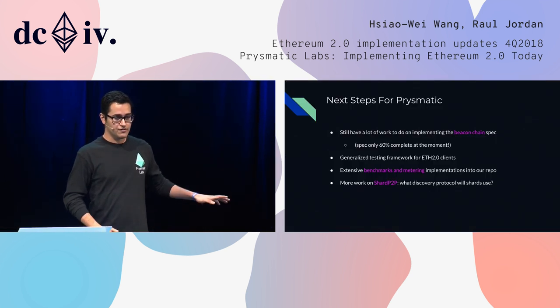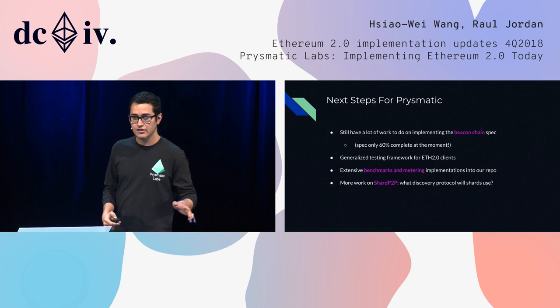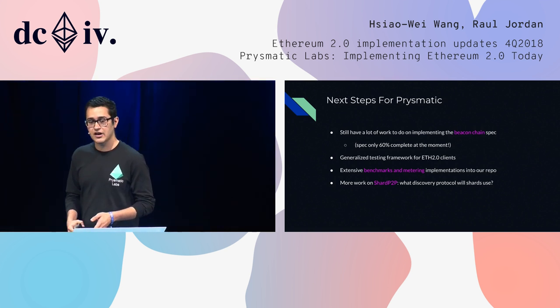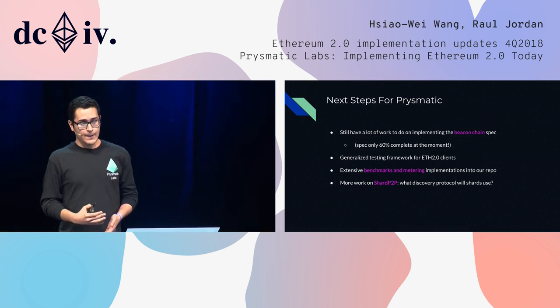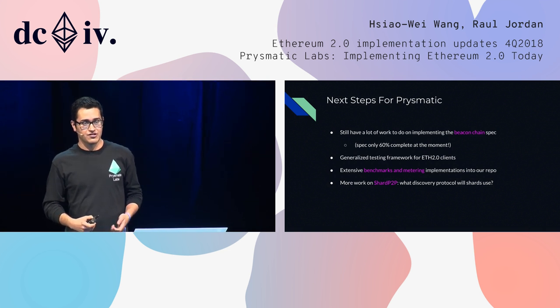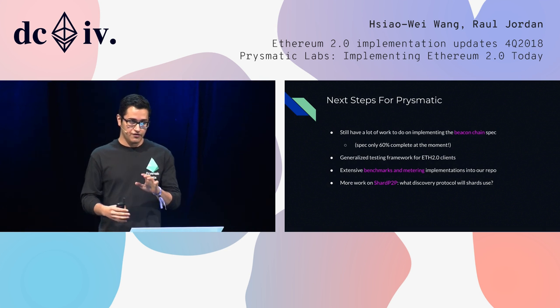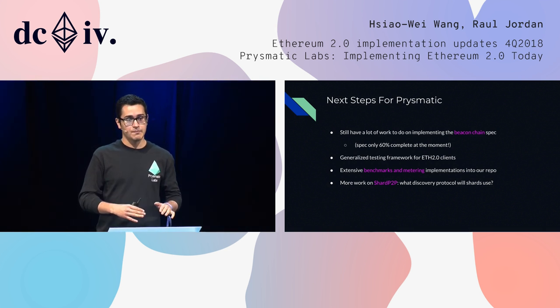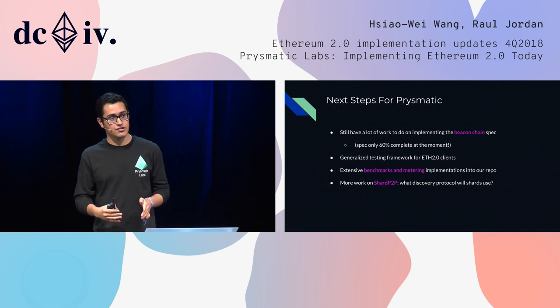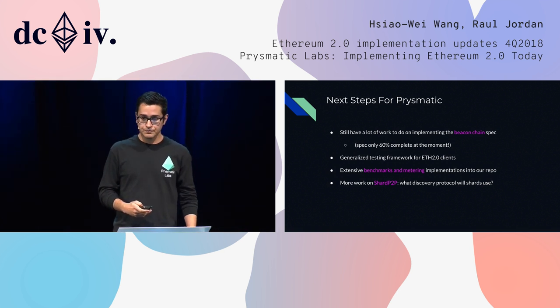So what are the next steps for us at Prysmatic Labs? There's still a lot of work to do on the beacon chain spec. Part of it is due to research. But one of the things I like to say is that at this point most of the core items will remain the same. What's really lacking is the logistics around exactly validator client interactions and how that's going to work.